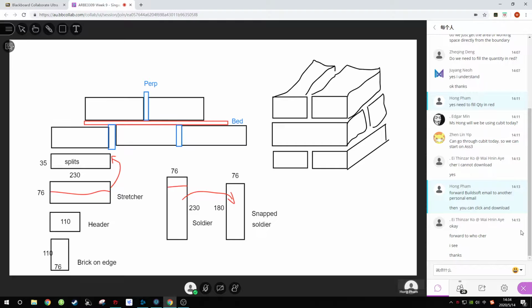Okay, so understand? People say brick on edge, these types. They say brick on edge is this one. And they say, oh, it's a snap soldier, the standing up one, and then shorter, they say it's a split. Understand?